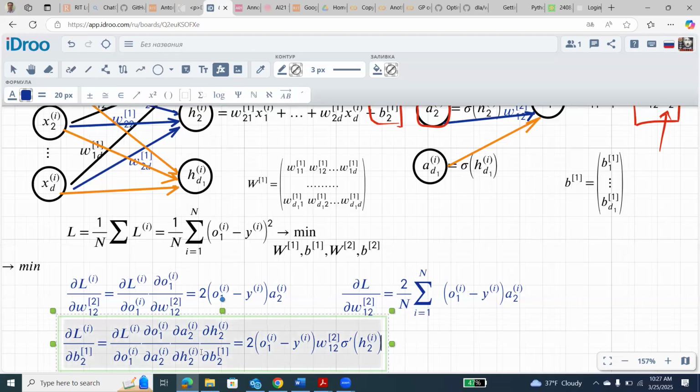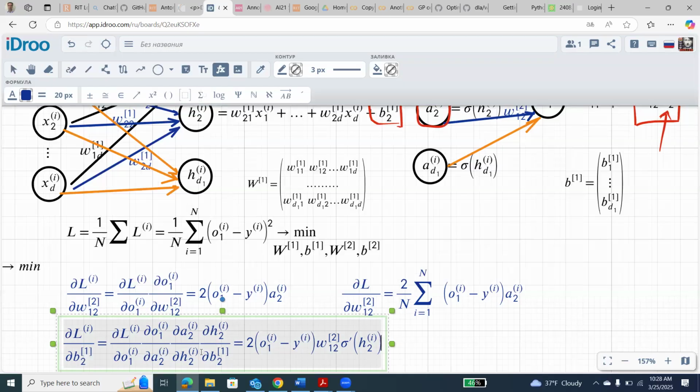Times, and finally, what is the derivative of H with respect to B2? What is the derivative of H2 with respect to this constant term B2? 1. Okay, so this is the final expression. And don't forget to write the sum over all i.